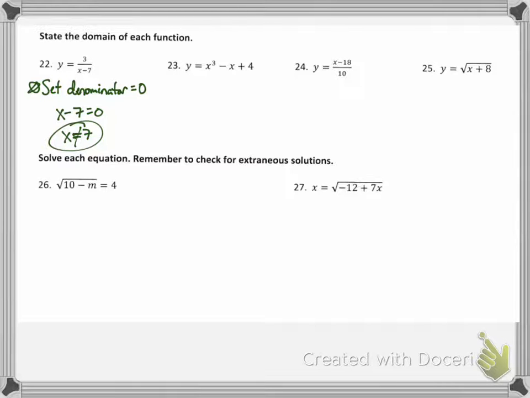So if you see a problem with a fraction, set your denominator equal to 0. Whatever value you get for x when you set that denominator equal to 0, that's the thing that's going to break your domain. That's what you're going to write and select from.